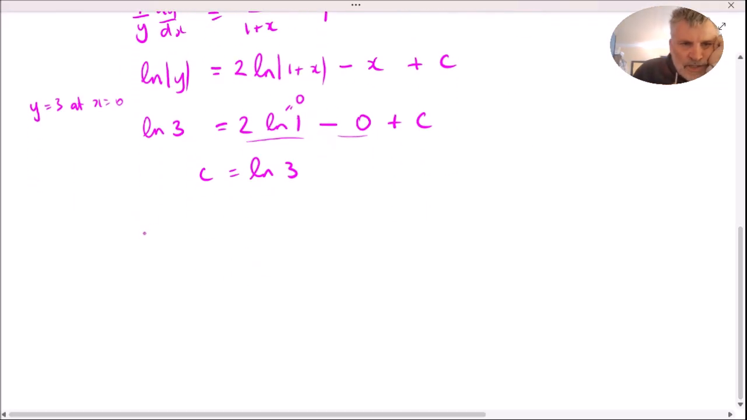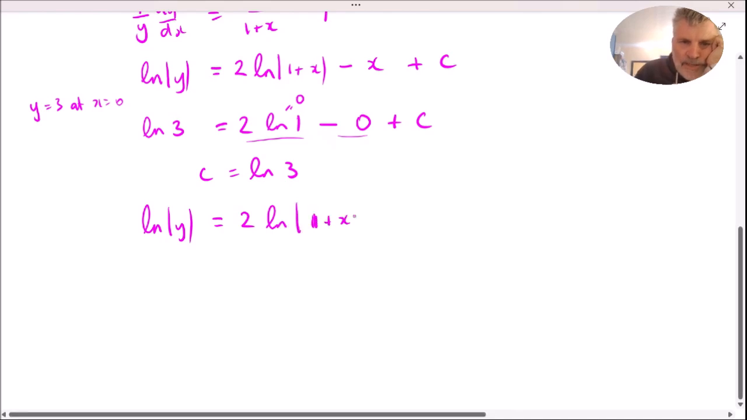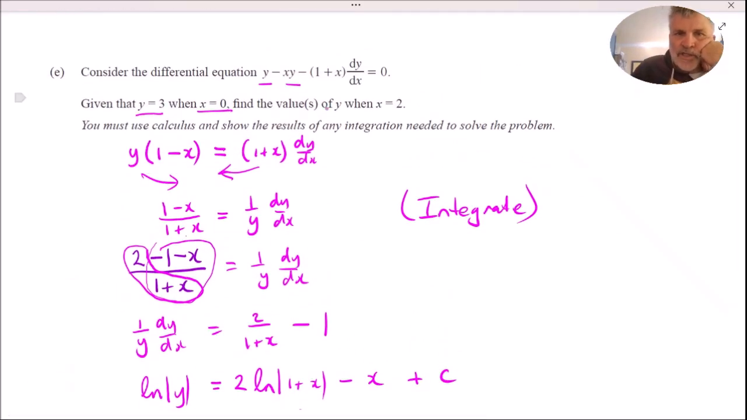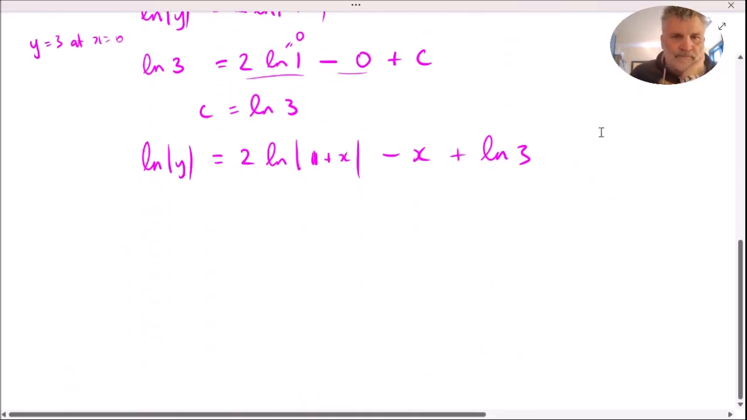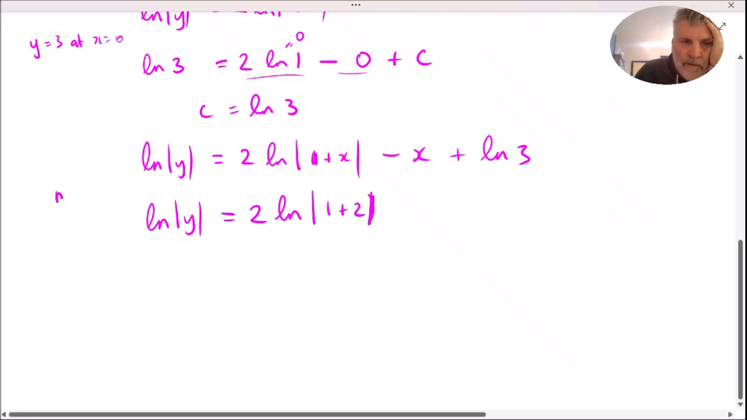So now we've got an equation that says the logarithm of y, absolute value, is equal to twice the logarithm of 1 plus x, minus x, plus the logarithm of 3. And the question says, what values can y have when x is equal to 2? So we've got the logarithm of y, absolute value, is equal to 2 times the logarithm of 1 plus 2. We've got x equals 2, that's what we're putting in, minus 2 plus the logarithm of 3.